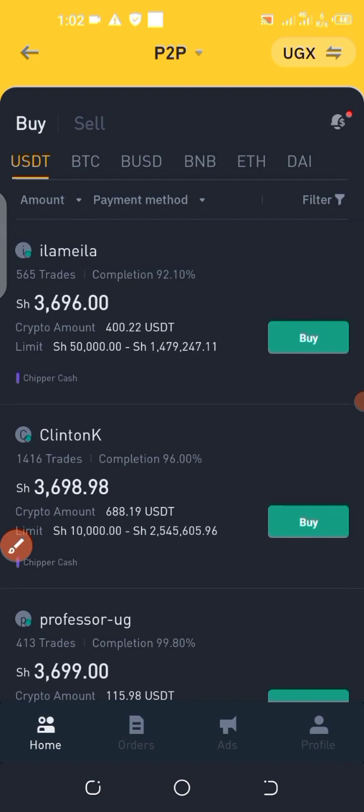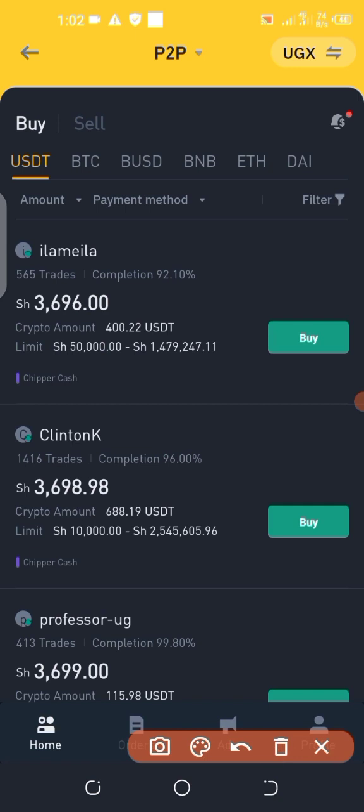you have to make sure that you buy from a person who is trusted, who has positive reviews. For example, this person has 565 trades, quite a lot of trades, and a completion rate of 92%. You can see that this person is not doing so badly. But you should aim at getting a person who is doing even better, like this one, 96%, with 1,416 trades. You can say this person is doing better than that one. That's how it works.